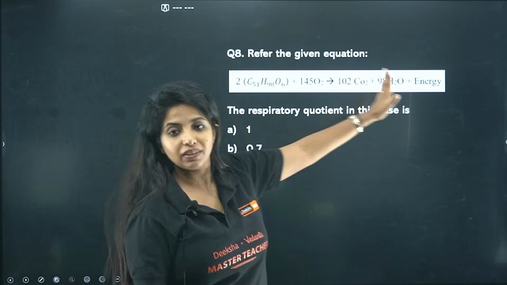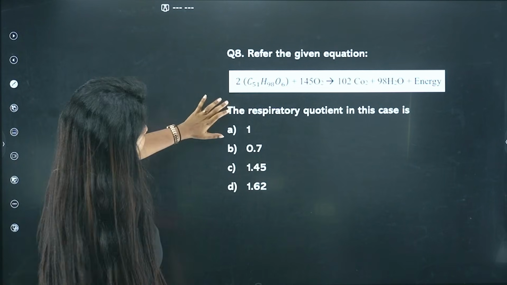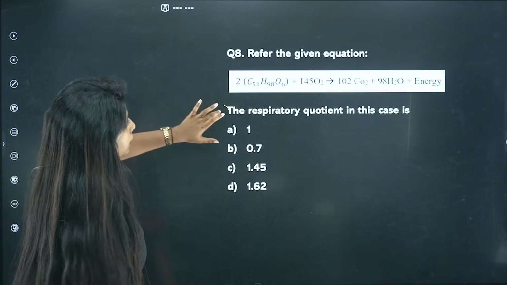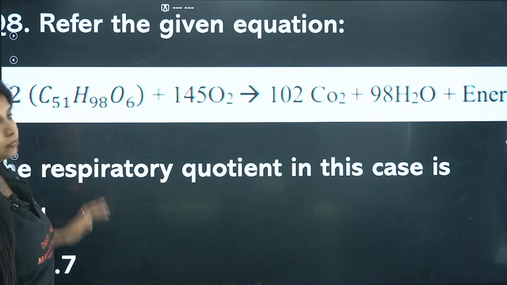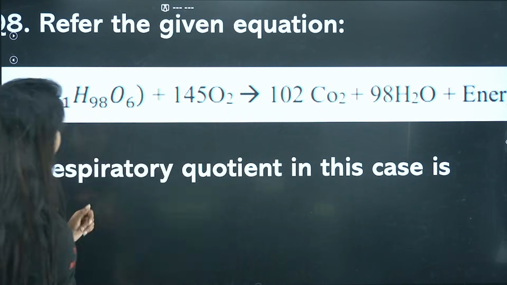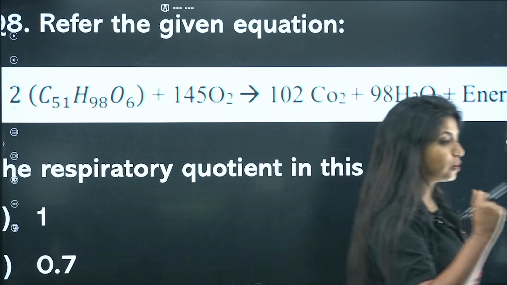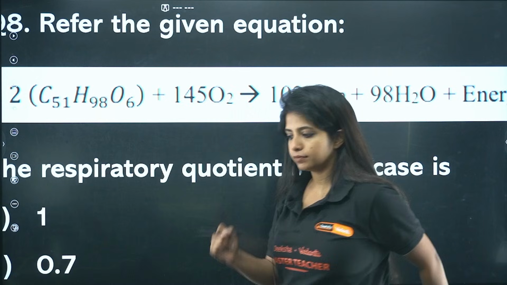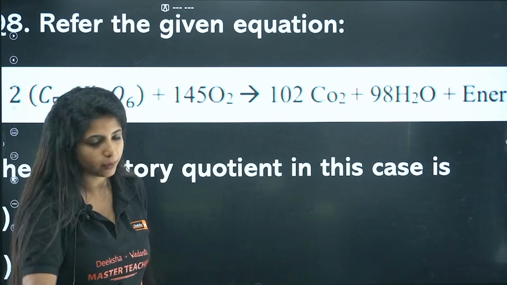The equation is given like this. Are you able to see it? If not, I'll zoom it in a bit and show you. Now, are you able to see it? You have to find the respiratory quotient in this particular case. How do you find the respiratory quotient? Any idea? There is a formula, and if you do not know the formula, you should know it.